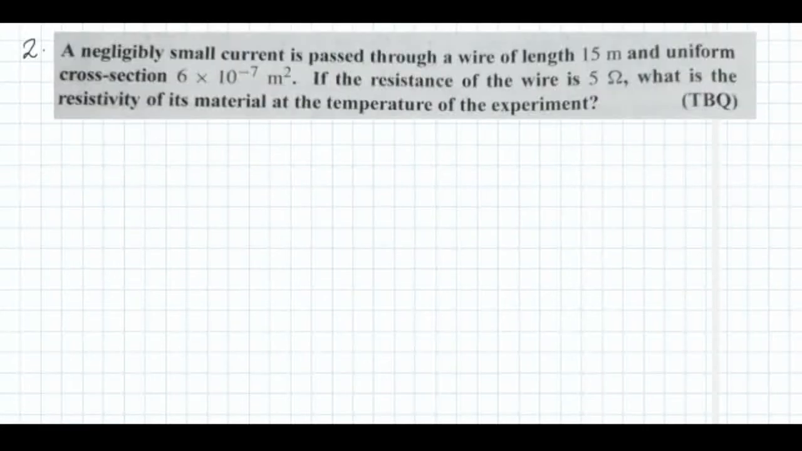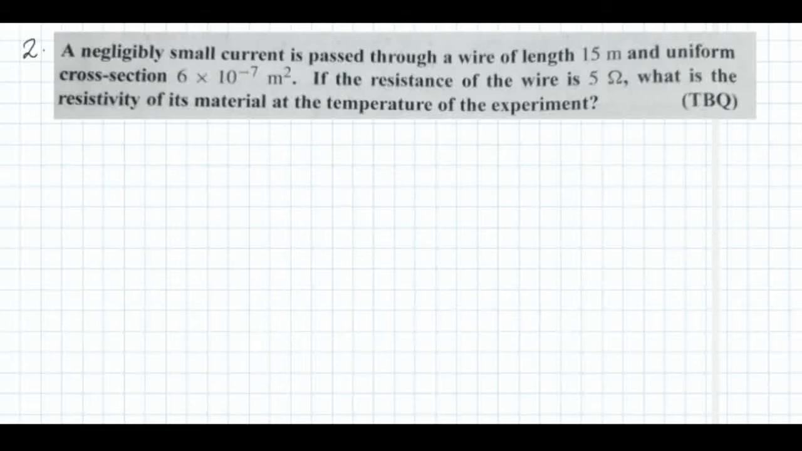Then second question: a negligibly small current is passed through a wire of length 15 meter and uniform cross section 6 into 10 power minus 7 meter square. If the resistance of the wire is 5 ohm, what is the resistivity of the material at the temperature of the experiment?